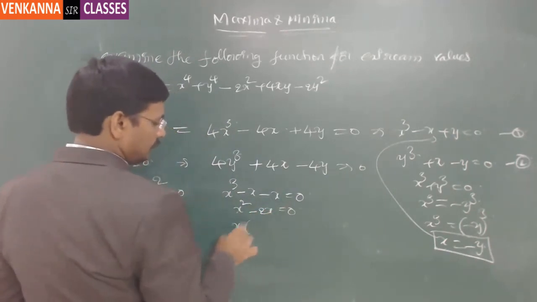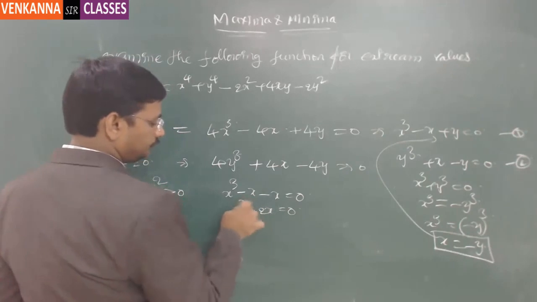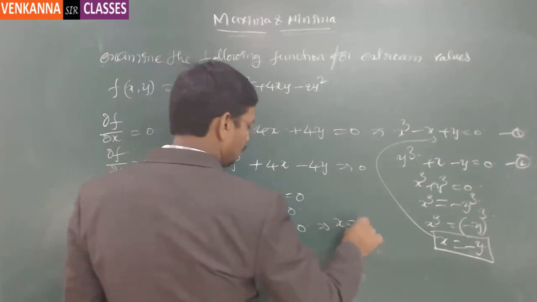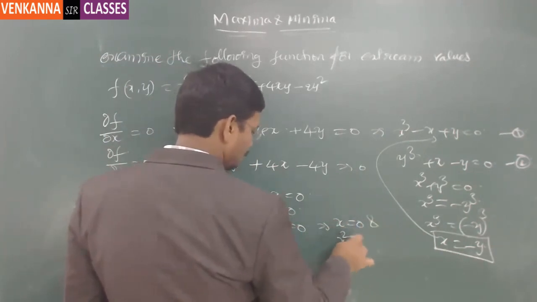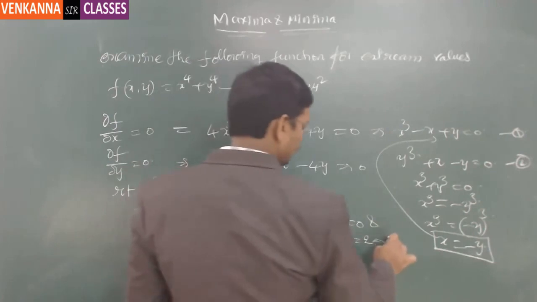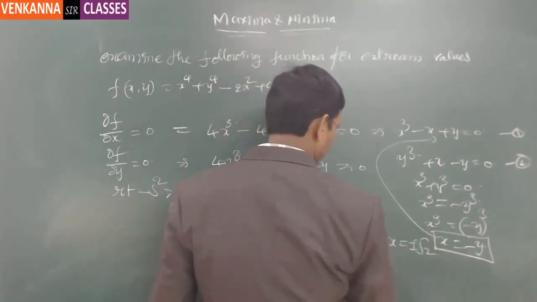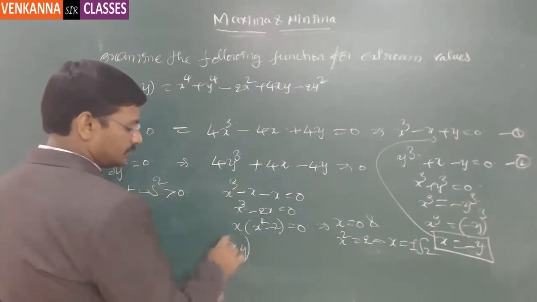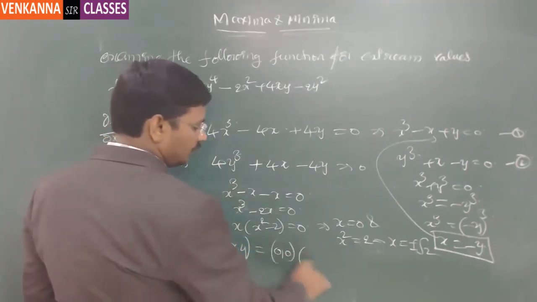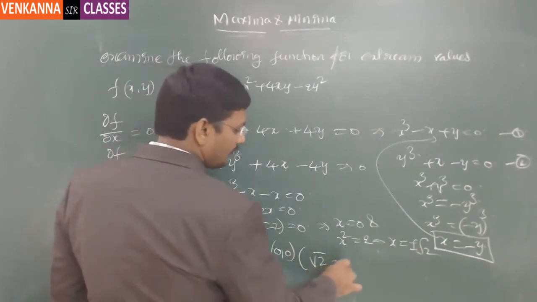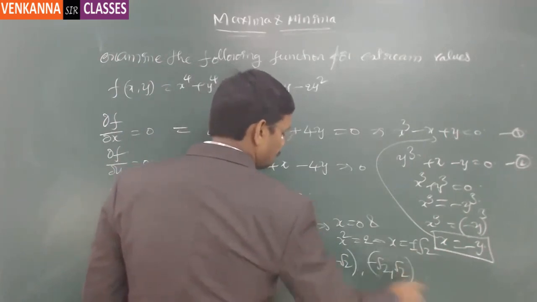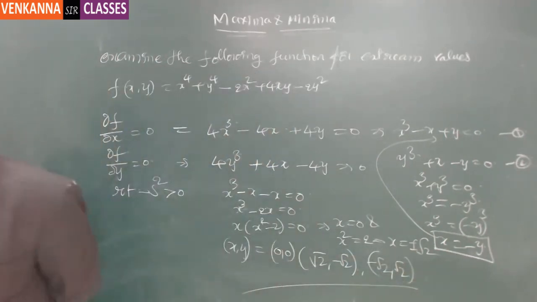It implies x into x square minus 2 equal to 0. It implies x is equal to 0 and x square is equal to 2. It implies x is equal to plus or minus root 2. So as x is equal to minus y, the points x comma y are 0 comma 0 is one point, root 2 comma minus root 2 is another point, minus root 2 comma root 2 is another point. So these are the three different points. Got it?